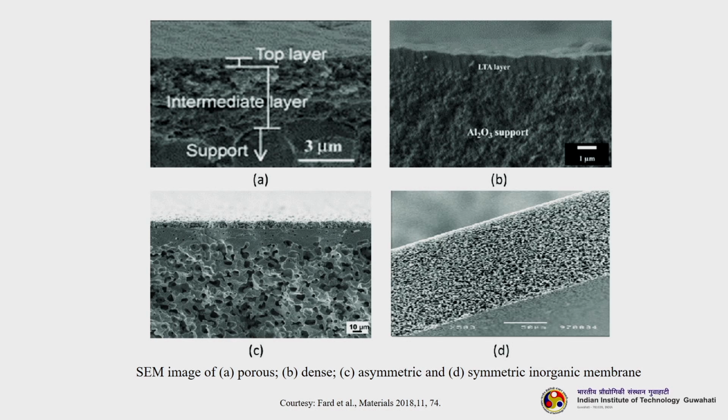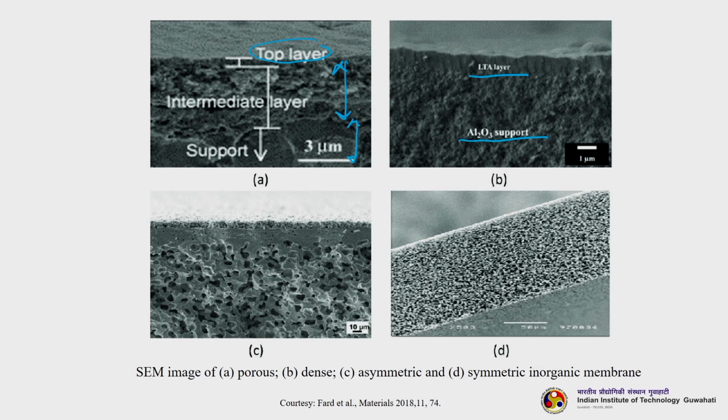The first one is a porous membrane. We have a top layer, an intermediate layer, and a support which starts from here. You can see there are three distinct layers here, it is a porous membrane. B is a dense membrane, in which we have an alumina support and the top layer is an LTA layer. It is a zeolite basically.